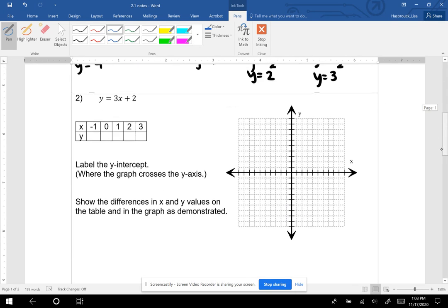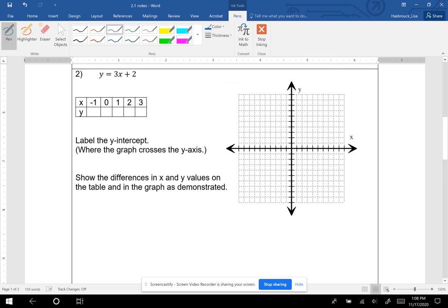For the next example, we're following the same process with a different equation. So I'm going to begin by plugging in these x values one at a time to find my y values. Y equals 3 times -1 plus 2. We will use order of operations, so 3 times -1 is -3, and -3 plus 2 is -1. For the next x value, I have 3 times 0 plus 2. 3 times 0 is 0, and 0 plus 2 is 2.